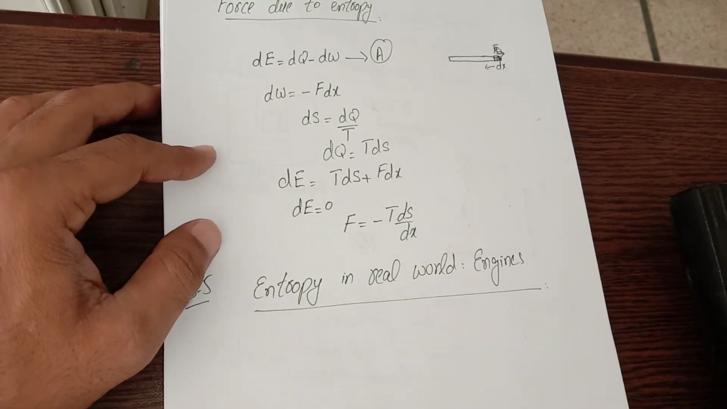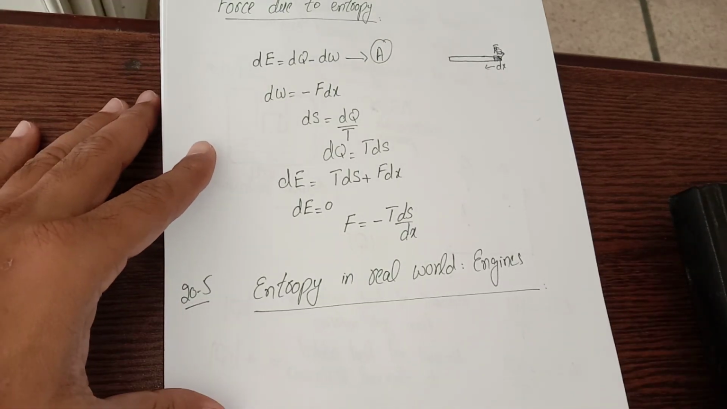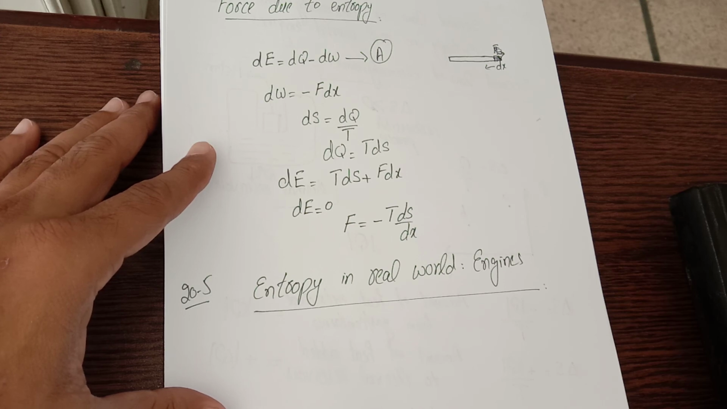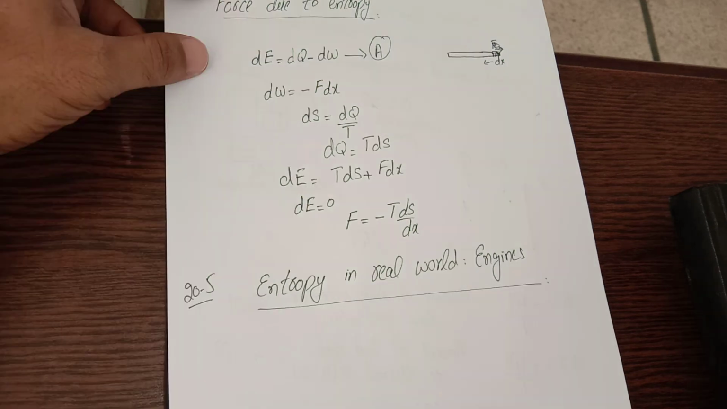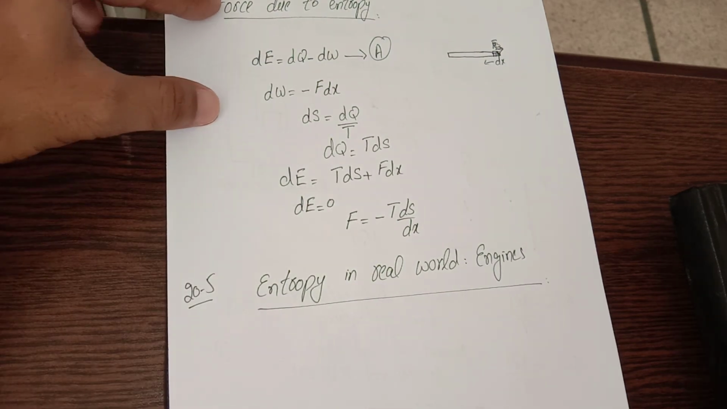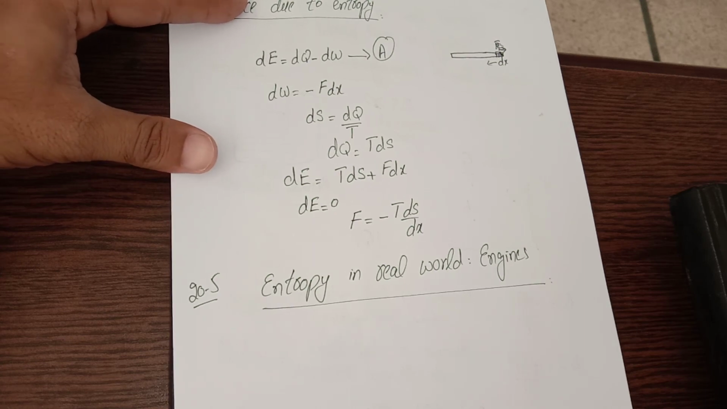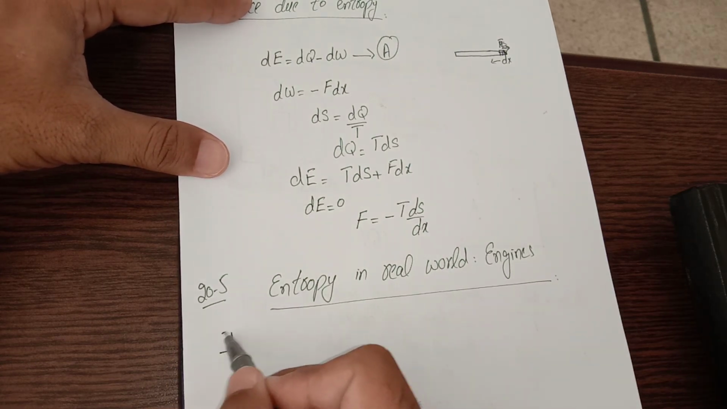And for efficient working, the working substance must operate in a cycle. So all the working substances pass through a closed series of thermodynamic processes. These are called strokes. You might have heard in case of motorbikes, 4-stroke engine or 2-stroke engine. So the working substance works in a closed cycle. Before going into the discussion of real world engines, let us first discuss what is an ideal engine.